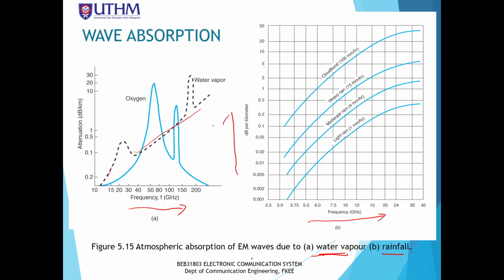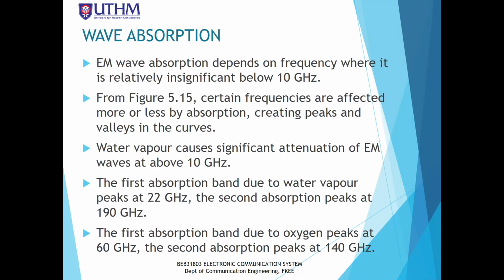Okay, ini bermakna semakin tinggi frekuensi gelombang, maka dia akan lebih prone kepada wave absorption, especially for the water vapor and also for the rainfall. Okay, so dalam kes ini, dikatakan dalam slide ini bahawa gelombang yang mempunyai frekuensi yang lebih besar daripada 10 GHz akan mengalami keadaan yang lebih kritikal terhadap wave absorption due to the rainfall.